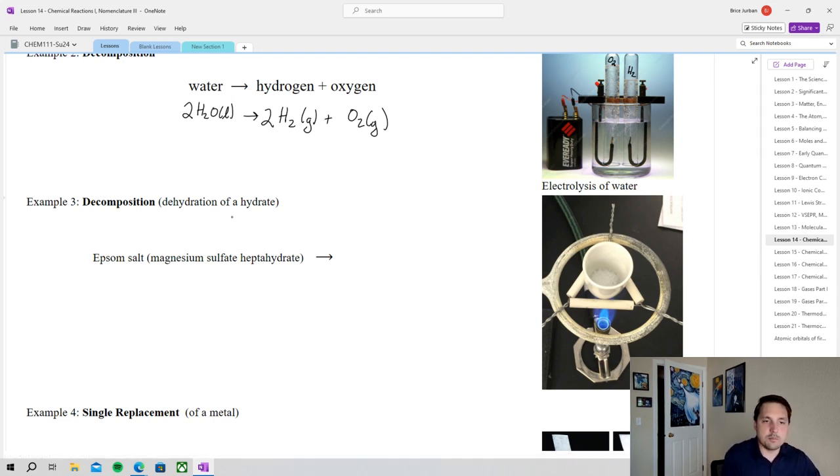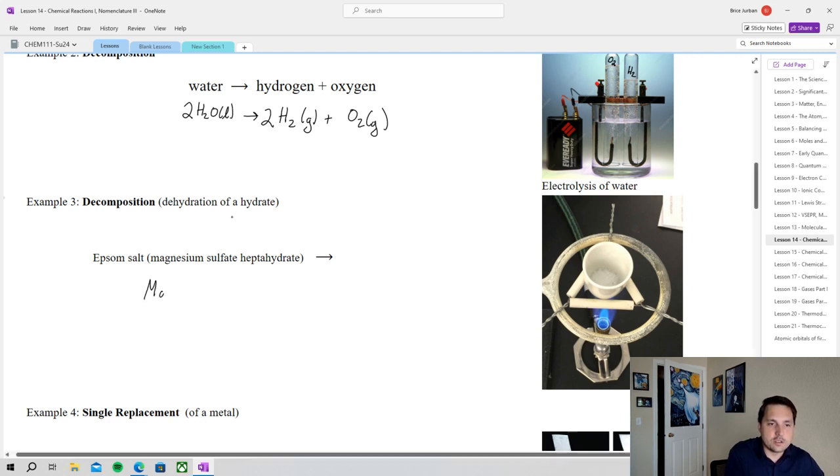So what we're going to do here is we need to write out the formula. Magnesium is Mg, and then sulfate, we'll learn about the naming of this in a little bit, but this is a polyatomic ion, and it has the formula of SO4, and it has a 2- charge. So magnesium sulfate is MgSO4, because the charges will cancel, and it's a heptahydrate, meaning it has 7 waters of hydration per formula unit.